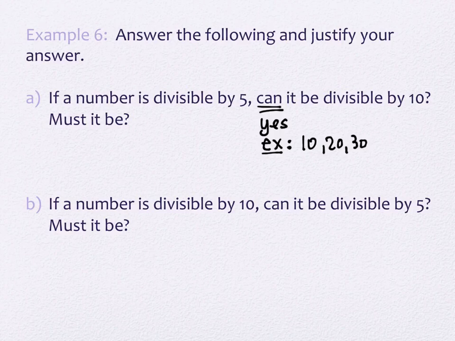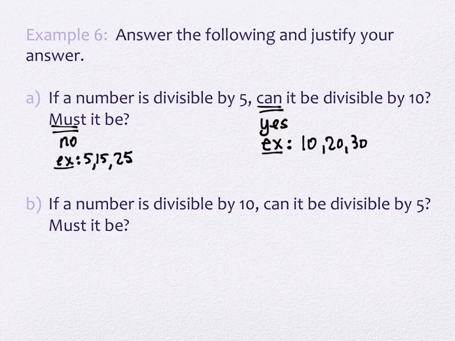Must it be? No. And an example: 5, 15, 25. So what is the distinguishing factor between our lists? The 0 or the 5, right? In particular, it's how they end. So all of these numbers that we've listed are divisible by 5. Some are also divisible by 10 and some are not. So just because I know something's divisible by 5 does not automatically mean that I know if it's divisible by 10. It might be, but it might not be.